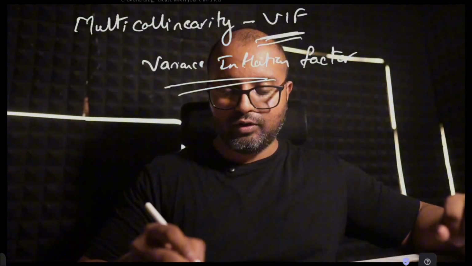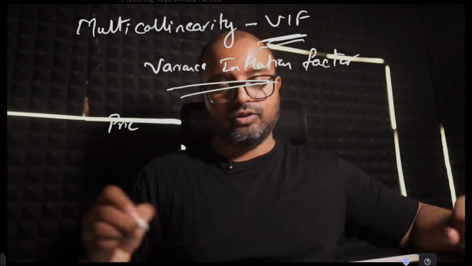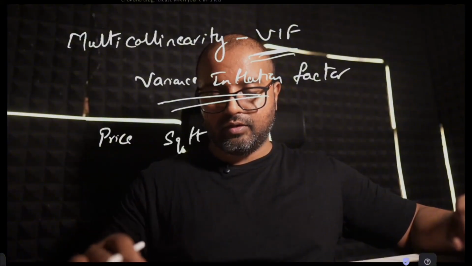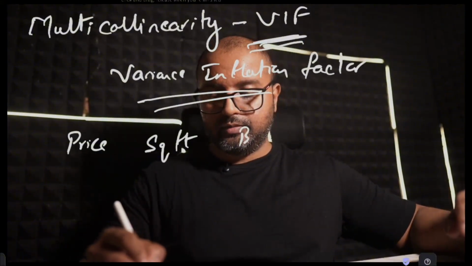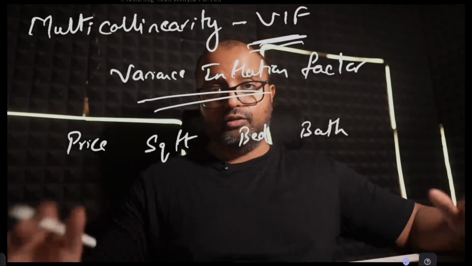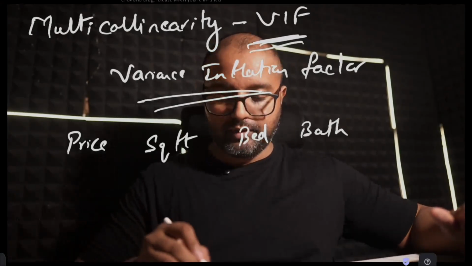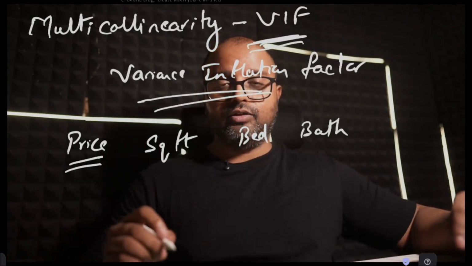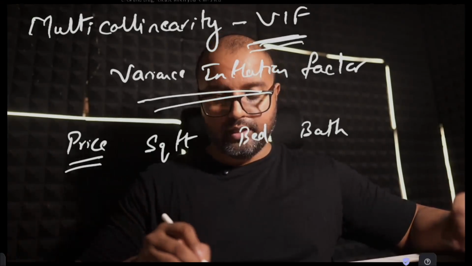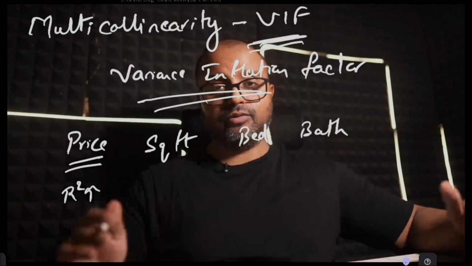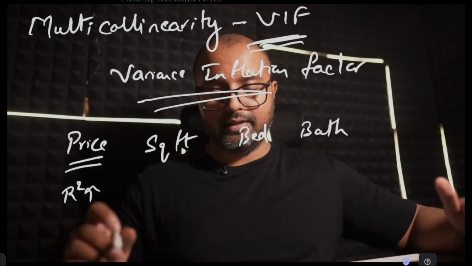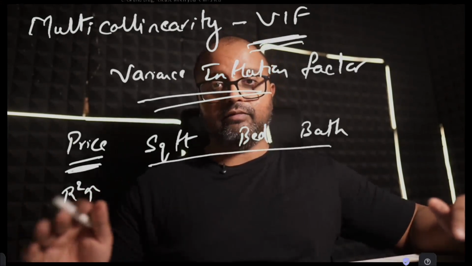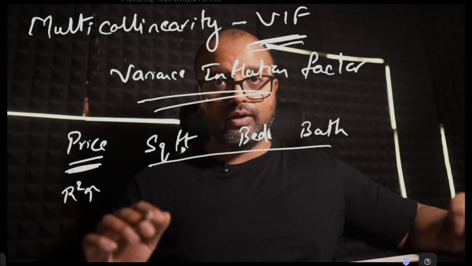Let's say you want to predict the price of houses, and you have a few features: the square feet of the house, number of bedrooms, and number of baths. Usually you build a model that predicts the price of the house, and here you typically go for an R squared which is really high. R squared explains the amount of variance in the dependent variable that is explained by all the other features. So in that case, we do want a high R squared.